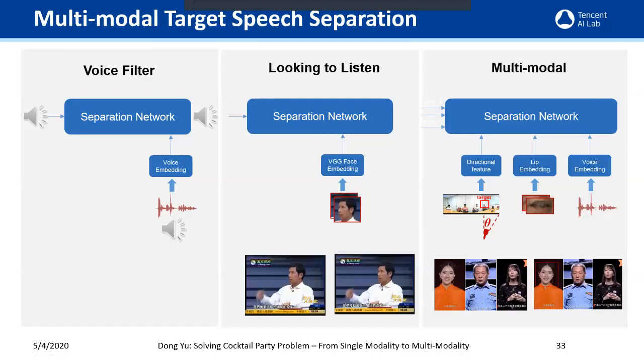Here is a simple comparison between different approaches. The voice filter we just discussed uses only audio information to identify the speaker. The look into listen technique only uses the face embedding to identify the speaker. The multimodal solution we have been working on exploits multiple sources of information. I have demoed the voice filter result. Let's listen to an example from the look to listen technique. This is the input.